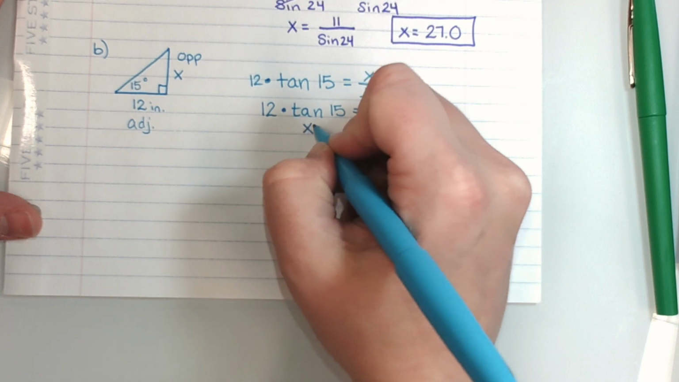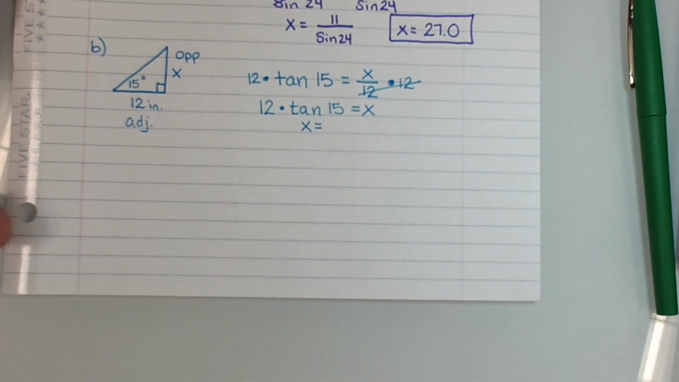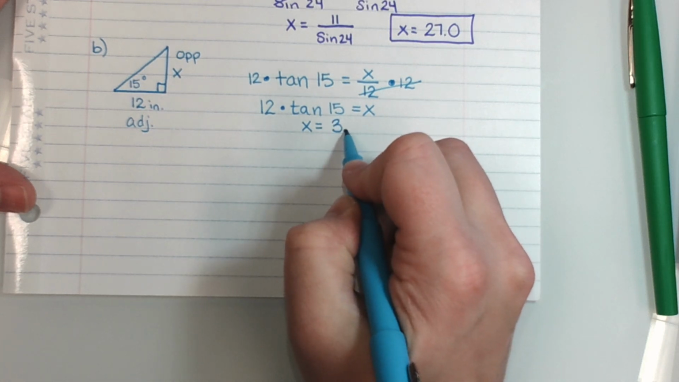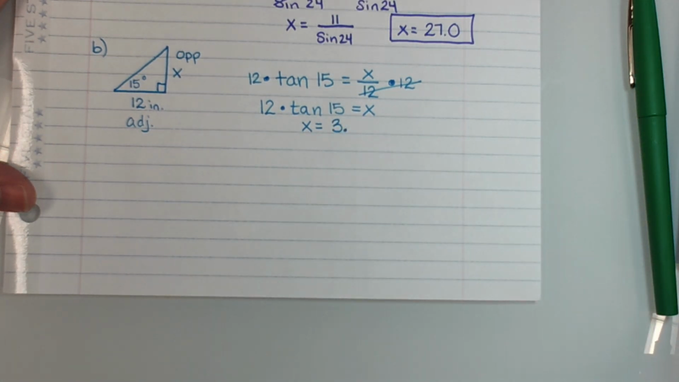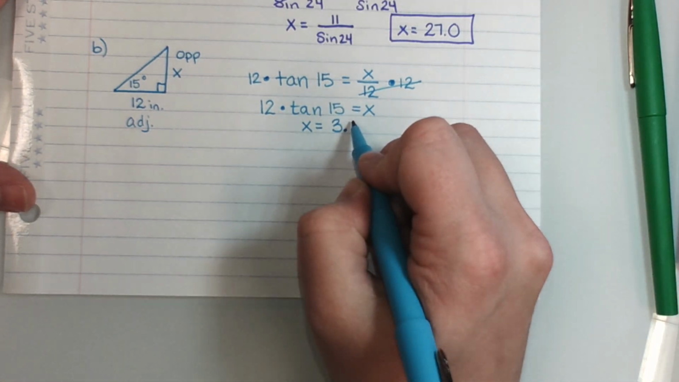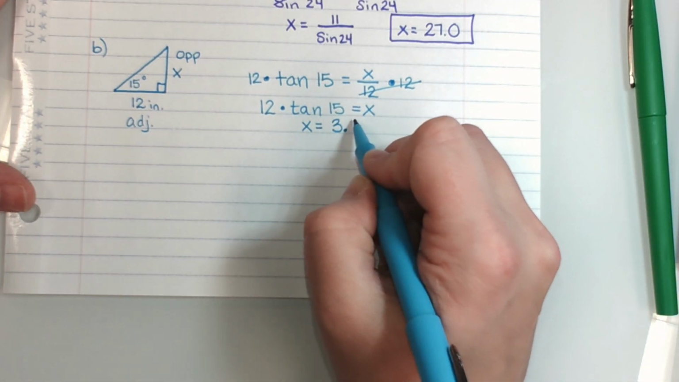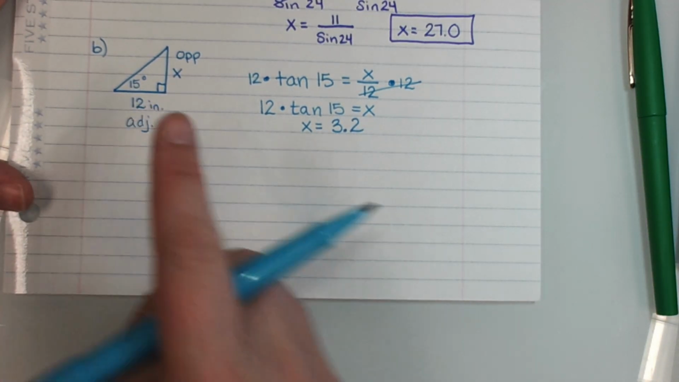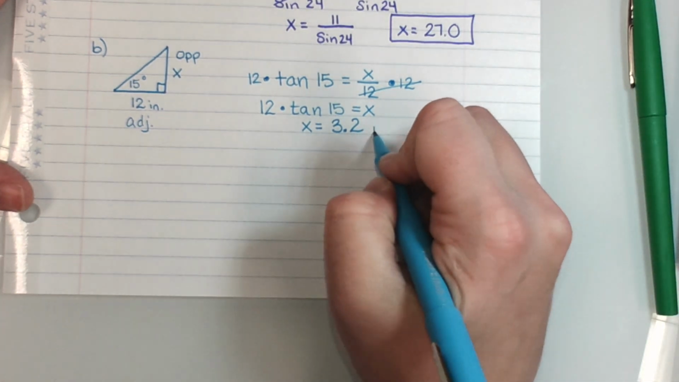Harmony, what do you get? 3.214. We're rounding to the nearest tenth, so just one decimal: 3.2. By the way, did you notice that I gave you units over here? You should probably put units back on this.